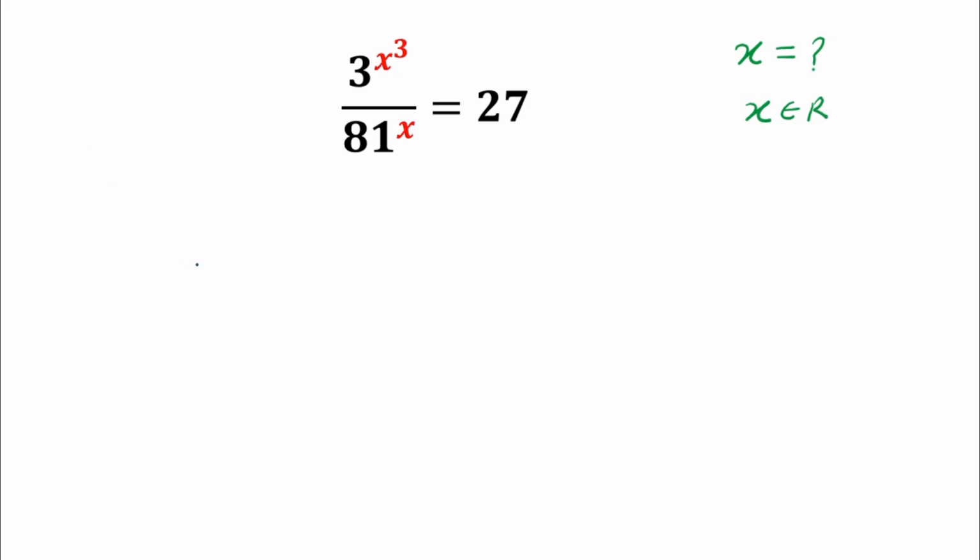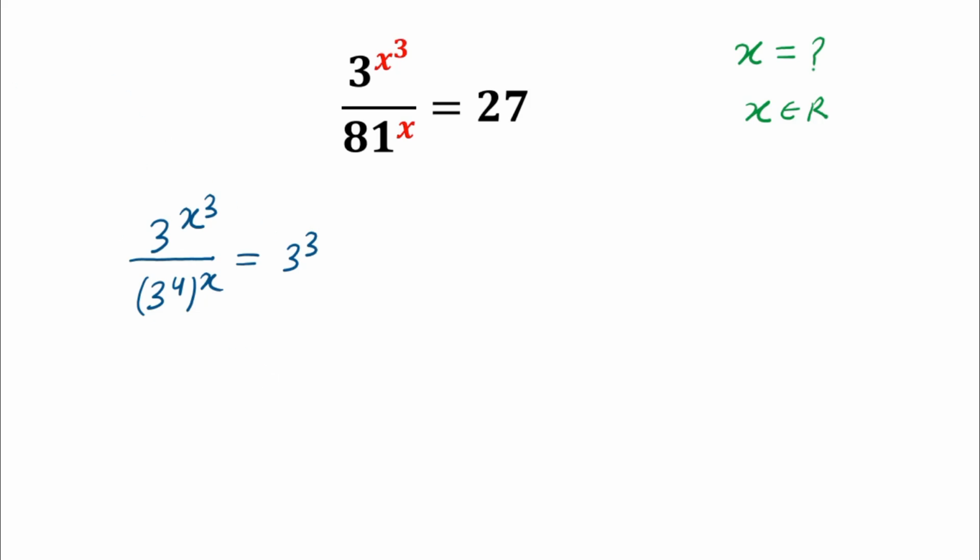Look carefully, on the left hand side we have 3^(x^3) divided by 81, which is the same as 3^4 in brackets to the power x, and this is equal to 27, which is the same as 3^3.